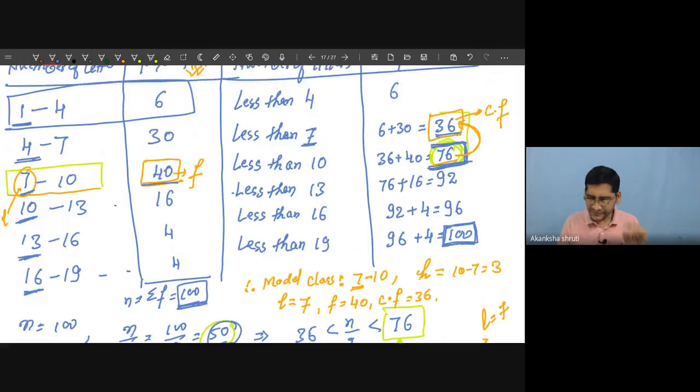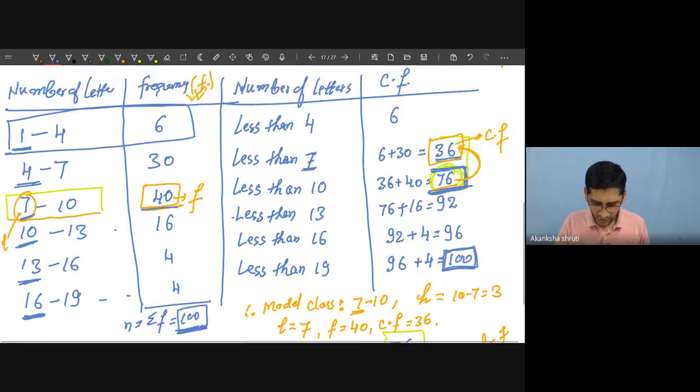But while doing so, we have to observe carefully. Writing greater or equal to 16 is more convenient the first time than writing greater than and equal to 1, because greater than and equal to 1 includes all the given frequencies like 6, 30, 40, 16, 4, 4. Means the total 100 will be in the table of greater or equal to 1. But if we are considering greater than 16, it means only 4 will be there. Okay? So that we can do.